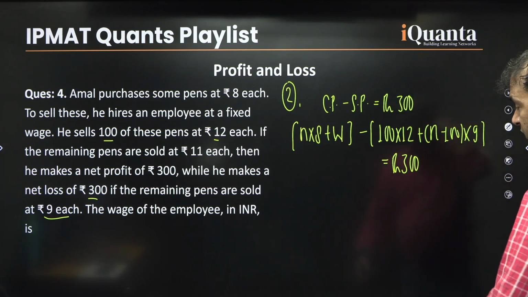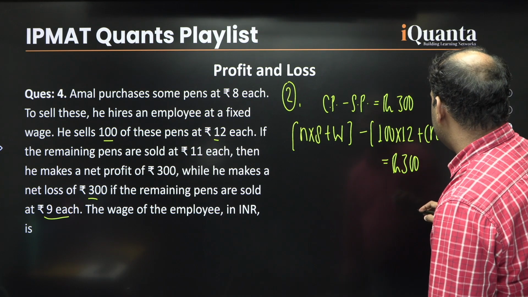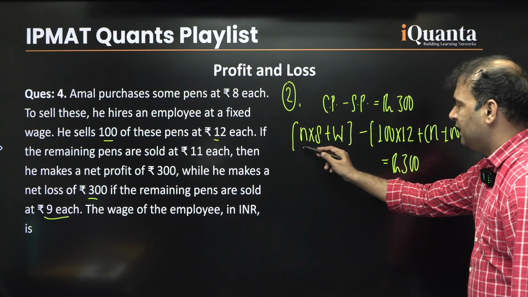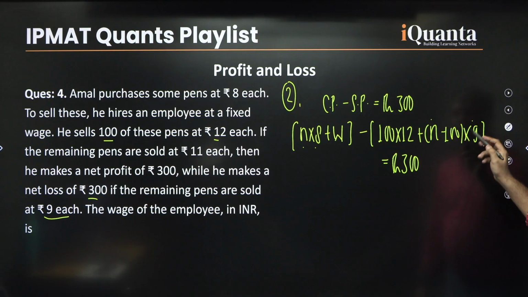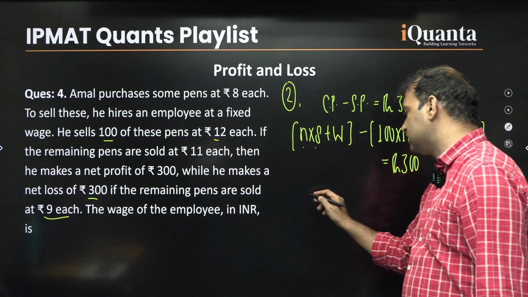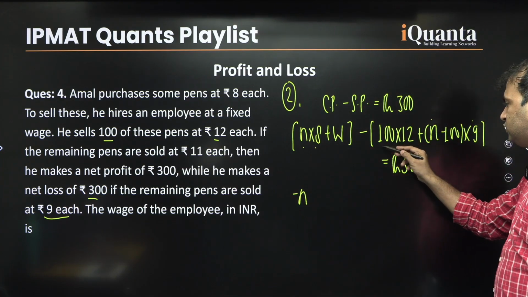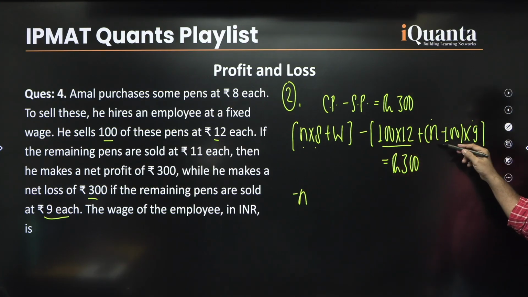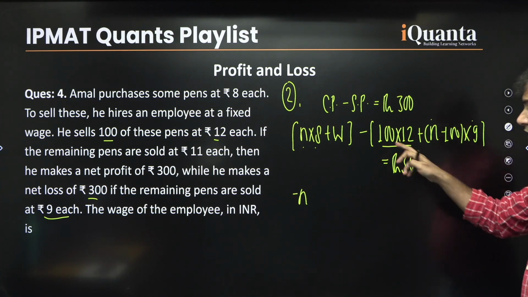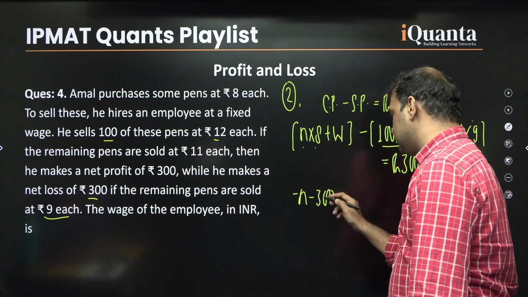The next scenario is this, which you can try to simplify next. So here, what do we have, guys? See, n into 8 is 8n, and this is minus 9n. So 8n minus 9n is only minus n, simple. And then 1200 minus 900 is 300, but with a minus sign, so we'll say minus 300.